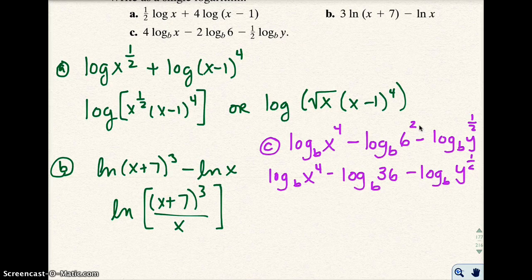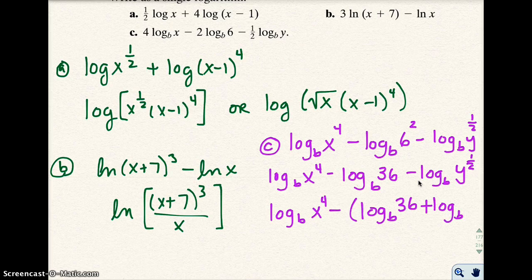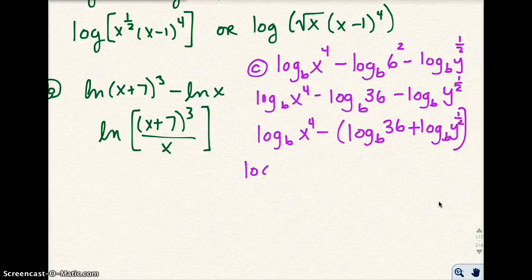Now here we're going to be really careful. There's a little trick here. Notice how there are two minus signs here, and I don't want to do the quotient rule twice. So I'm going to factor out that minus sign. So I get log base b of x to the 4th minus, in parentheses, log base b of 36 plus log base b of y to the 1/2. Because I do that, now I can use the product rule right here. That gives me log base b of x to the 4th minus log of 36 times y to the 1/2.